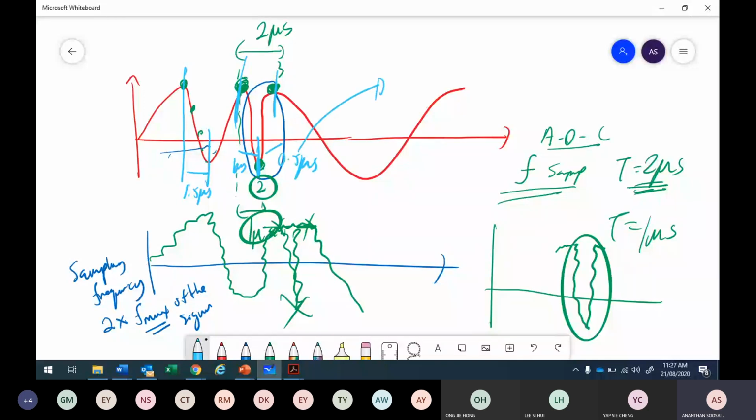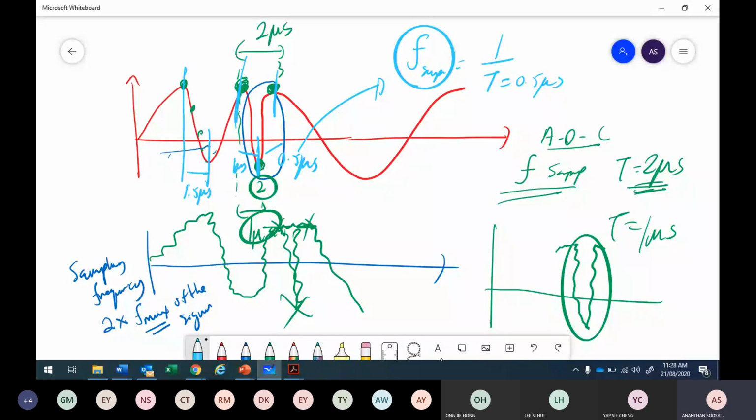So what sampling frequency must you choose? The sampling frequency you must choose is 1 over the period, and the period must be the shortest period. How much is the shortest period? So you must use a period of 0.5 microsecond, at least, as the sampling period.